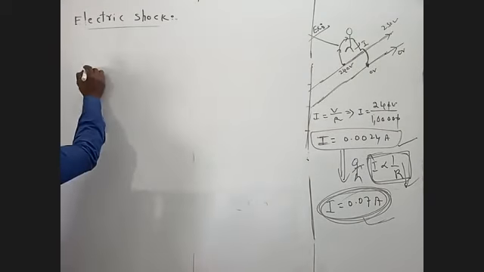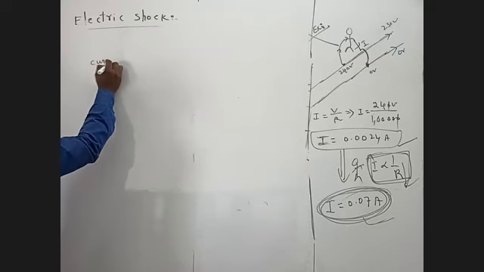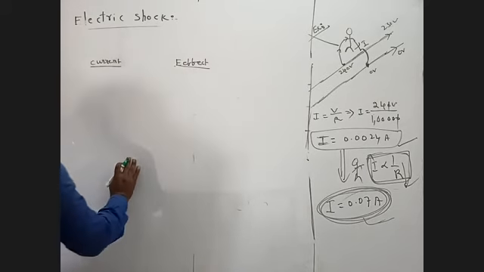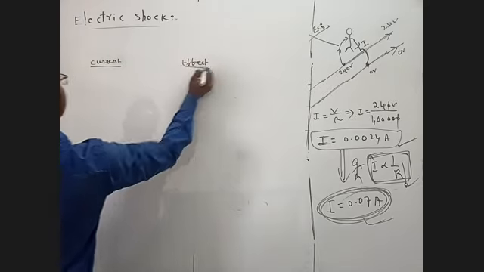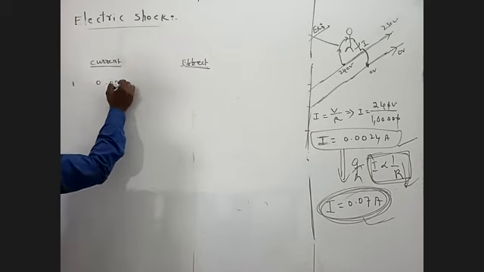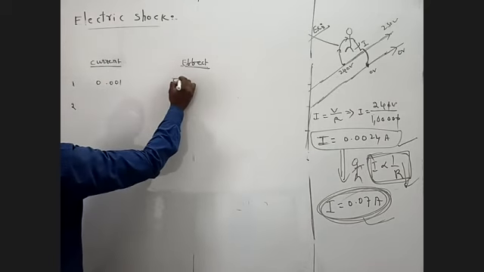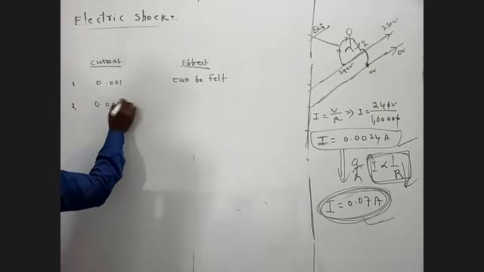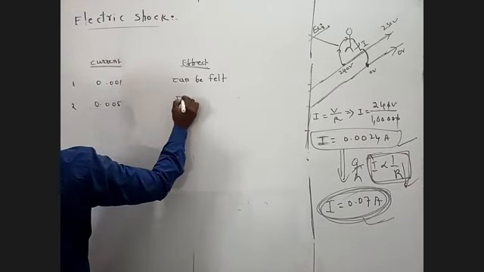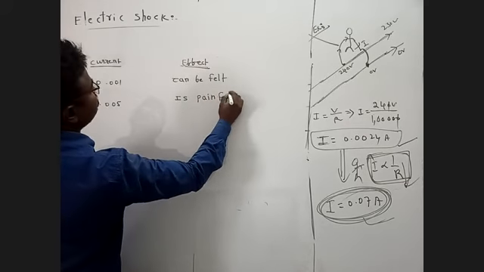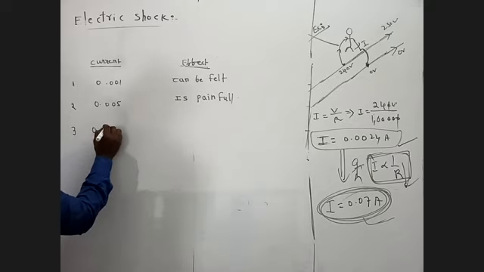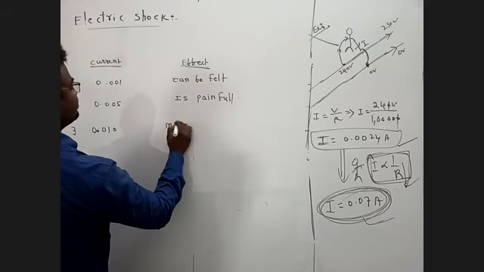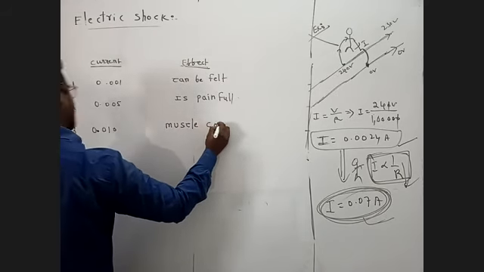So this is the current. How much is the current? 0.001 can be felt. Next, 0.005 is painful. Next, 0.010 causes muscle contractions.